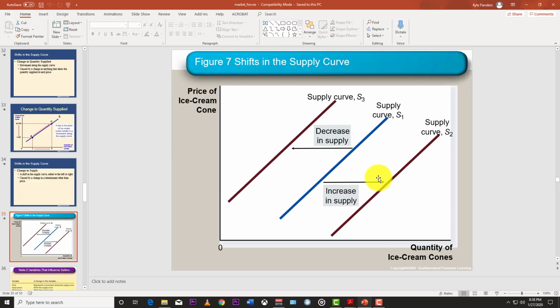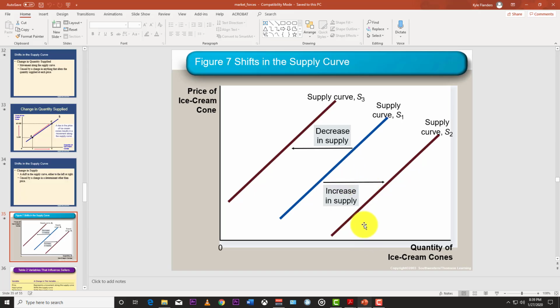Again, a shift to the right indicates an increase in supply. This means that one of the determinants changed favorably. Input prices went down, so that's favorable and you supply more. The expectations are positive, so therefore you supply more. The number of sellers has increased, so that's more. These are all the things that would affect the supply in a positive manner, and therefore a shift to the right.